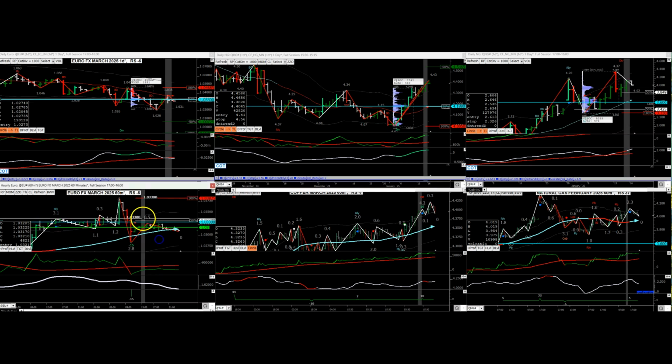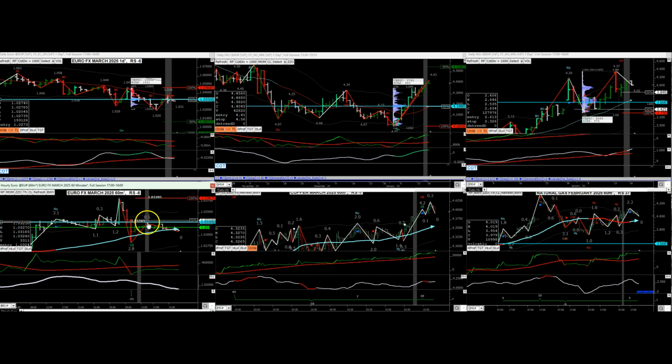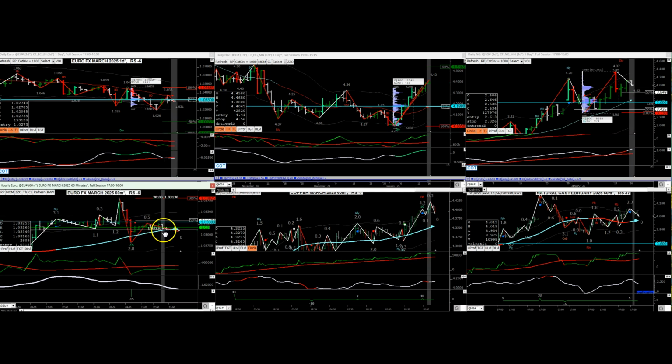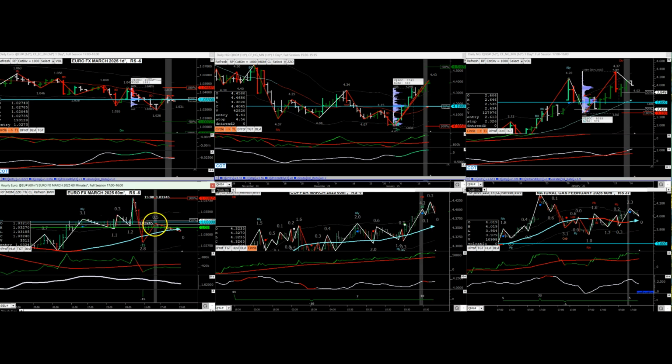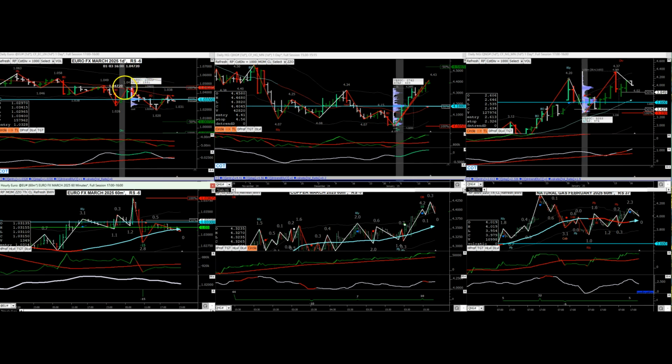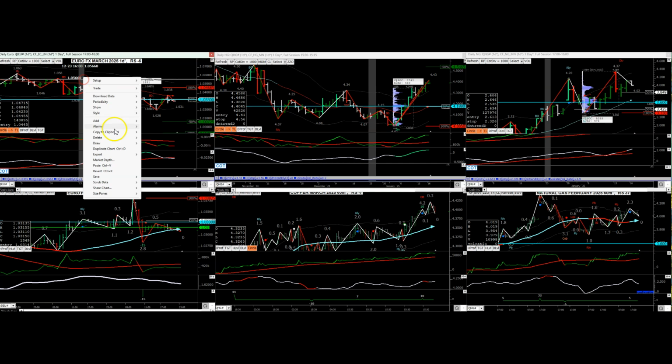This I'm looking for in euro. I'm looking for an upthrust of this area, and then a reversal. That is going to be very telling. It's going to give, because you see the selling.